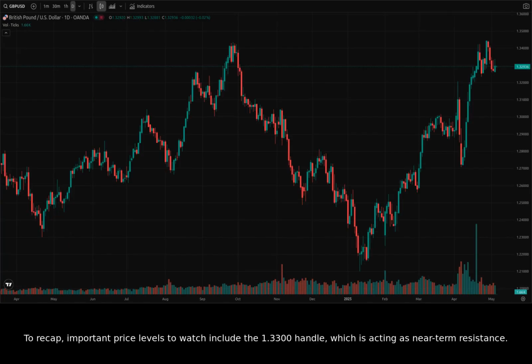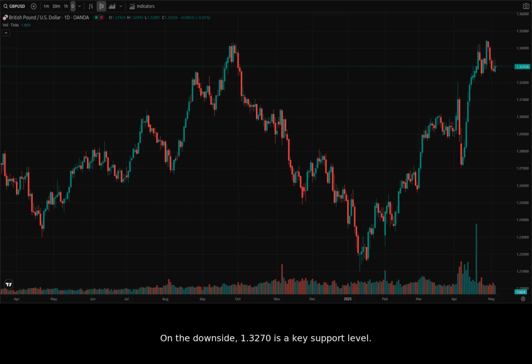To recap, important price levels to watch include the 1.3300 handle, which is acting as near-term resistance. A break above this level could signal further upside potential towards 1.3330 to 1.3340. On the downside, 1.3270 is a key support level.